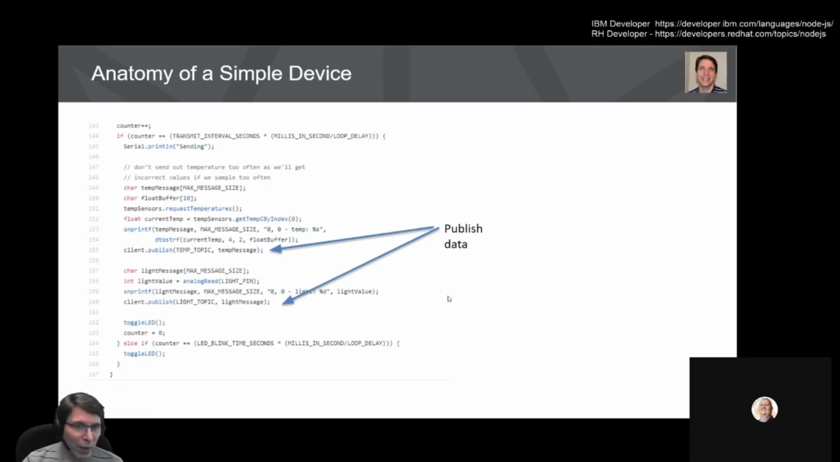Then inside that loop, the other thing we do is, every so often, based on our transmit interval seconds and delay, we take the temperature and light readings and publish them to a particular topic. We saw those topics earlier, the temp topic and the light topic. This code interacts with the library that I mentioned, converts the reading to a string because we said the messages were just plain formatted text, publishes to the temp topic and the light topic, and then toggles the LED so that you get some feedback that it's actually sending the data out.